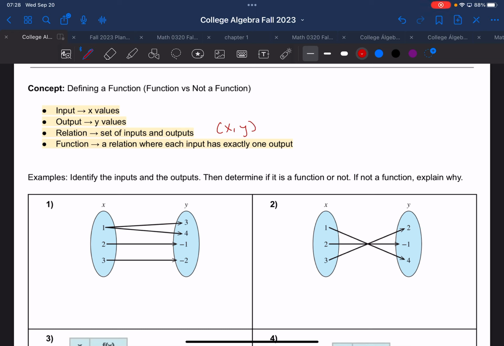And then a function is defined as a relation where each input has exactly one output. So we could write that in different words by saying that a function is when the x's don't repeat. This means function. So if we were looking at the opposite of that, not a function, that means the x's would what? Repeat. Notice in here I'm not talking anything about the y's. Y's can repeat all they want, okay, and it will still be a function, but x's cannot.